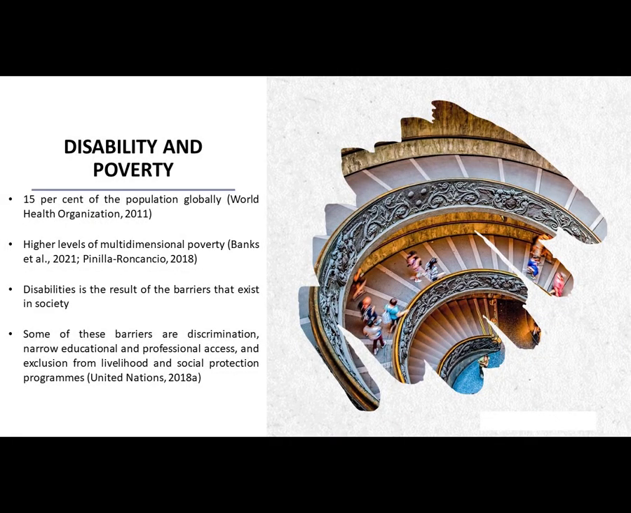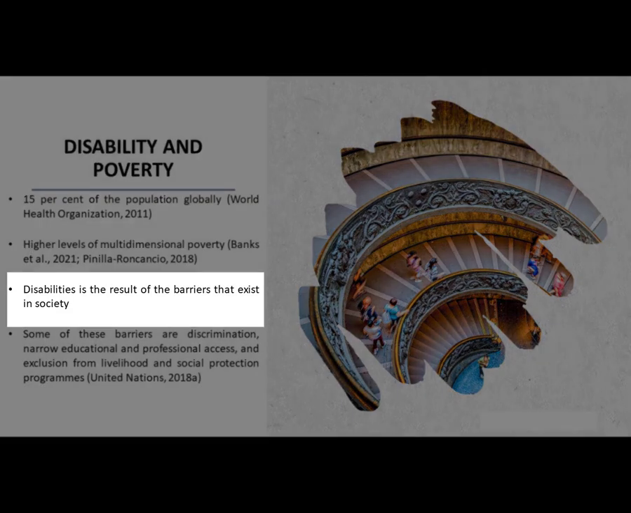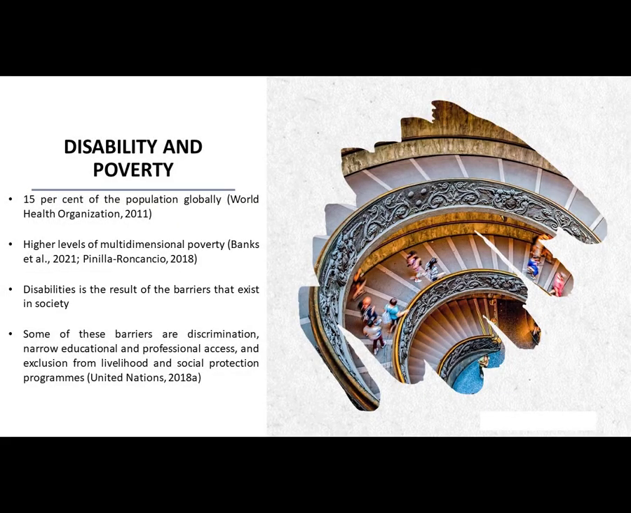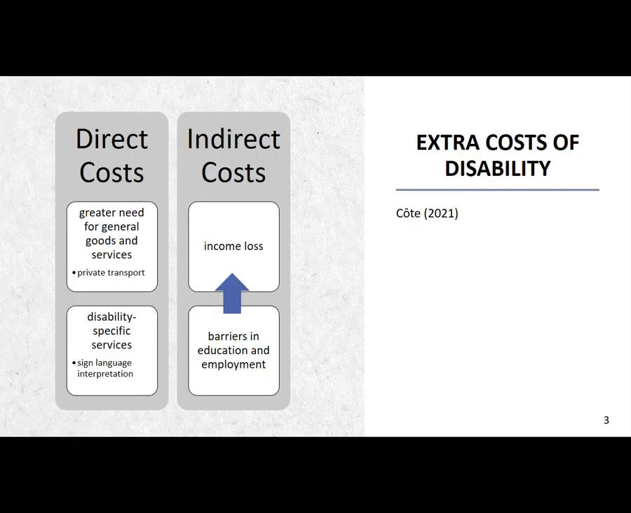Based on the flagship report by the United Nations, the higher poverty rate among people with disabilities is the result of the barriers that exist in society. Some of these barriers are discrimination, narrow educational and professional access, and exclusion from livelihood and social protection programs.